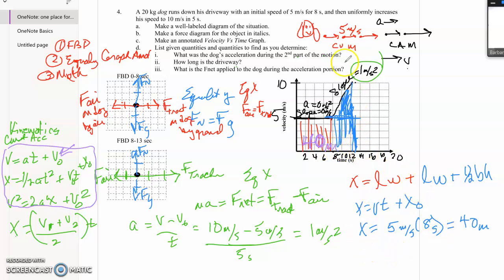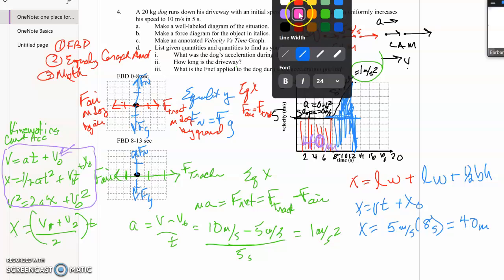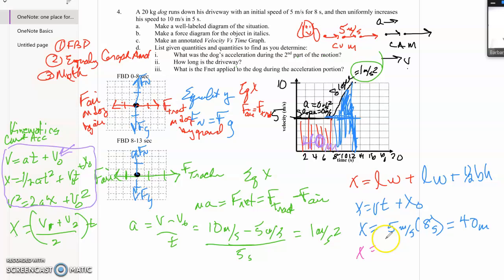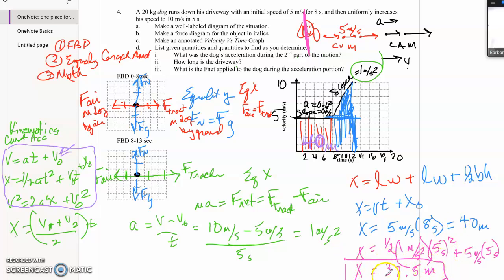And then I want to see how far it travels when it's accelerating. And so then I'm going to use 1/2 a, so that's 1 meter per second squared, t, 5 seconds squared, right? Plus v naught times t. So the v naught was 5 meters per second times t, which was 5 seconds. And we said the x naught, it started from the origin. So there's no x naught. So it doesn't start 30 meters ahead or negative 30 behind or any of that. So if I do the math on that, then I end up with 37.5 meters, and 37.5 meters plus 40 gives me a total x for the driveway.